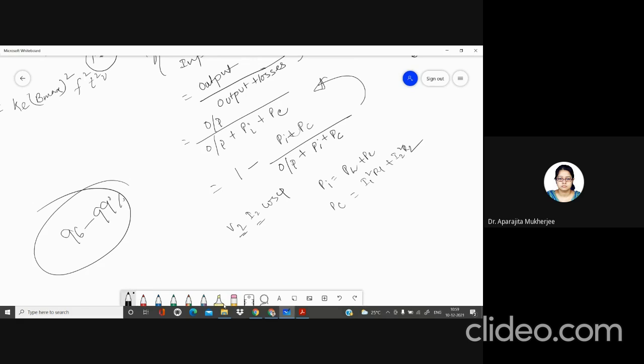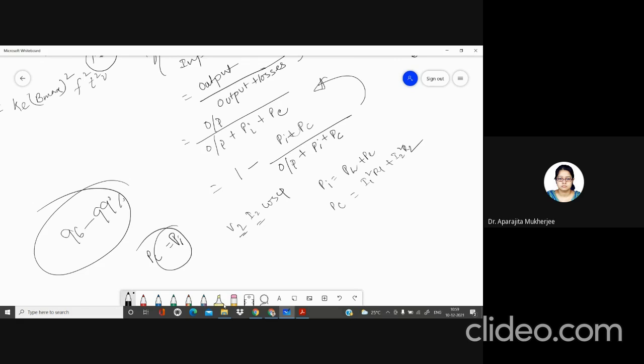So this is the efficiency of a transformer. Now another term, please remember it: when do we get the maximum efficiency? The condition for maximum efficiency is that copper loss Pc equals Pi. That means if the iron loss equals the copper loss, then we will get the maximum efficiency of a transformer.